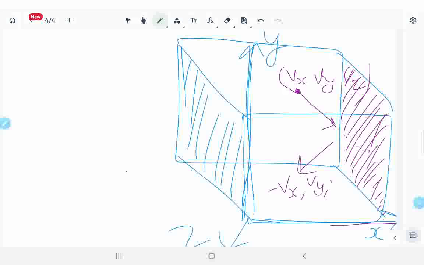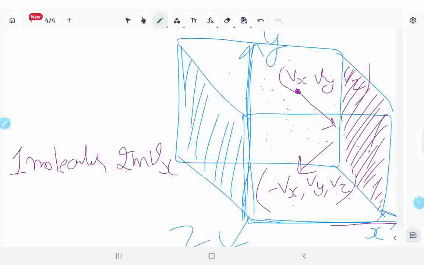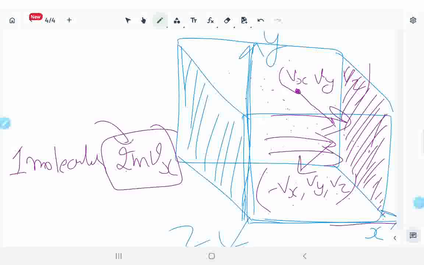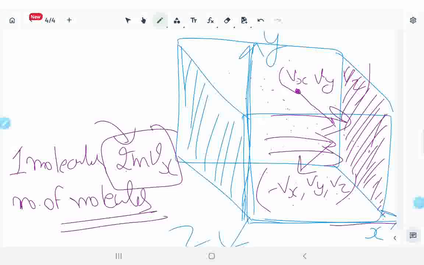So we have to know the number of molecules in the container which are colliding with the walls. If one molecule transfers momentum 2m vx, and we know how many molecules are colliding with the walls, then we multiply by this 2m vx and get the total momentum transferred. Once we know the transfer of momentum, we can easily find the rate of change of momentum, then force, then pressure.